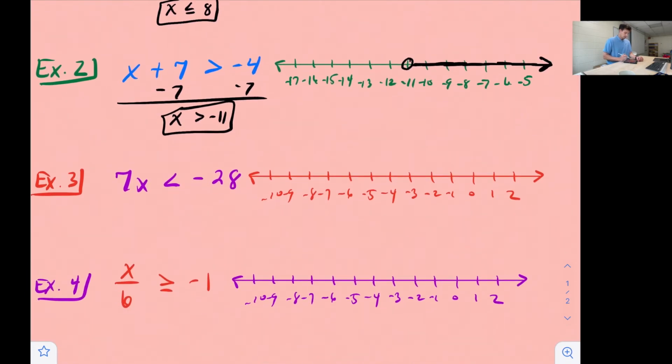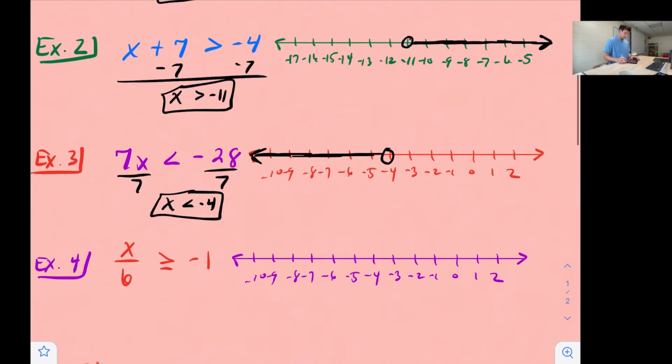Example 3, 7x is less than negative 28. Now we're working with multiplication, so the inverse of that would be to divide by 7. So we get x is less than negative 4. Find negative 4, open circle, and we're going to shade to the left.